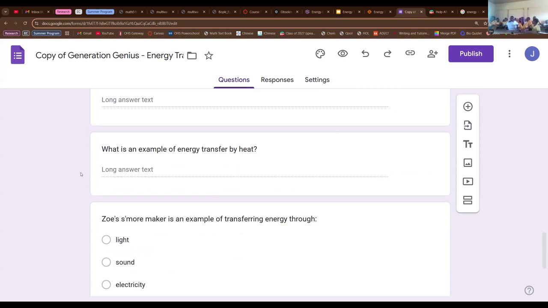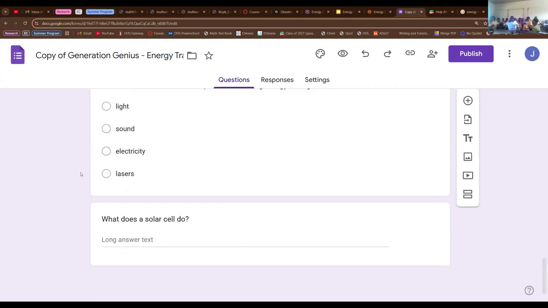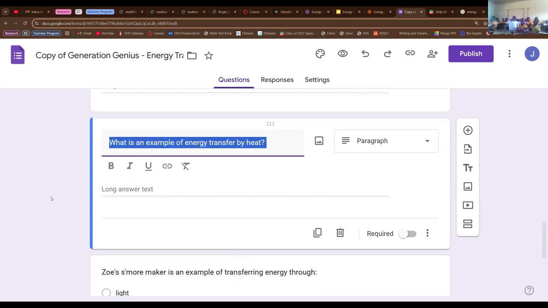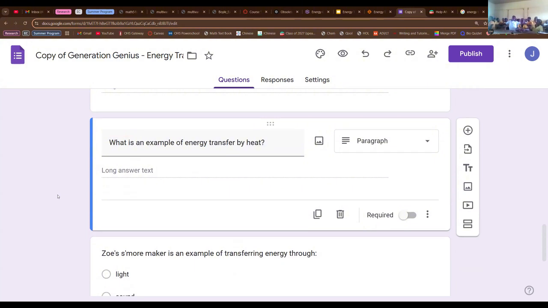And then let's look at this question. So what is an example of energy transfer by heat?